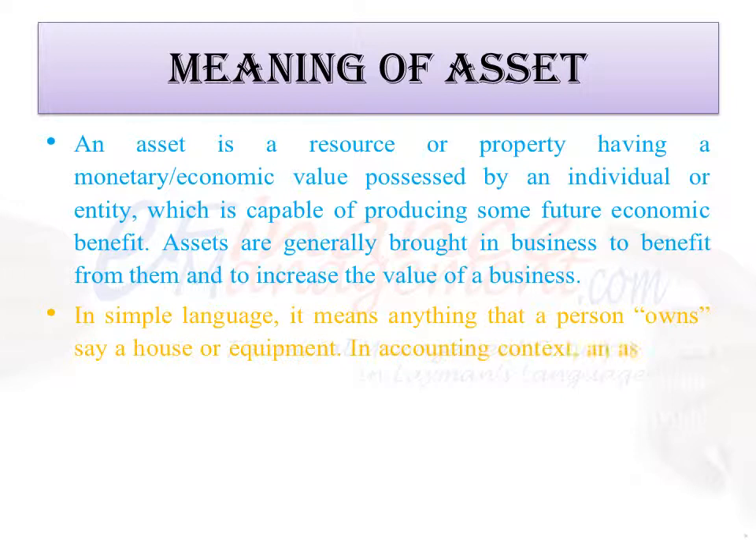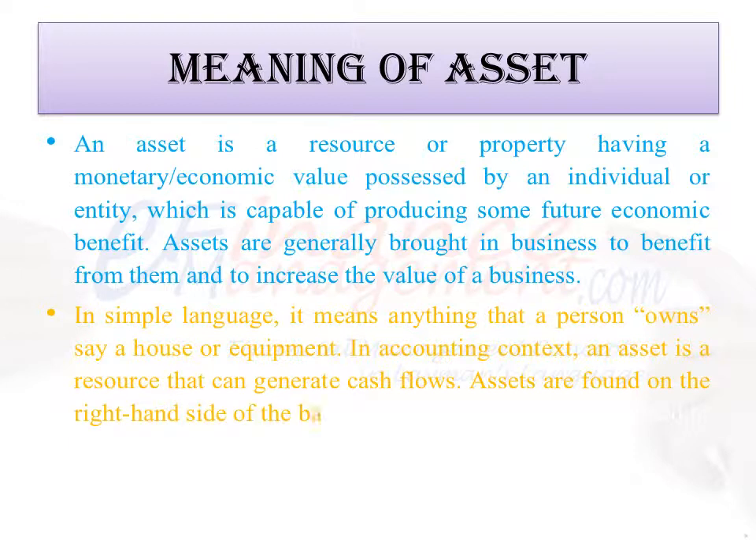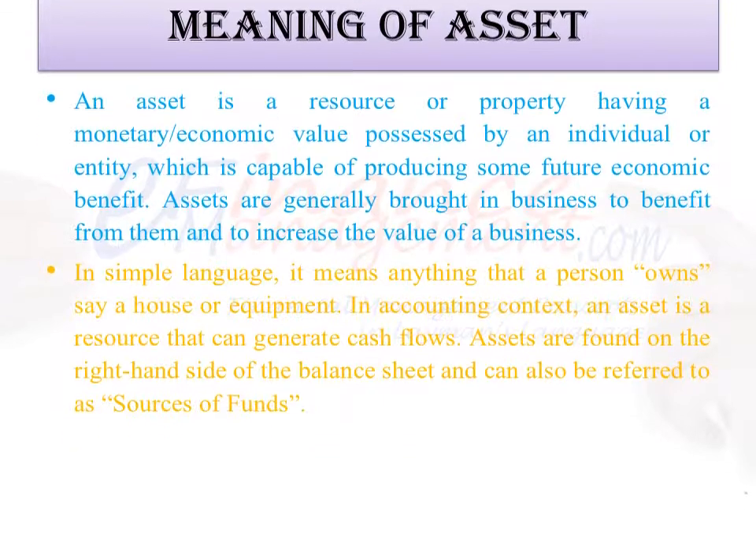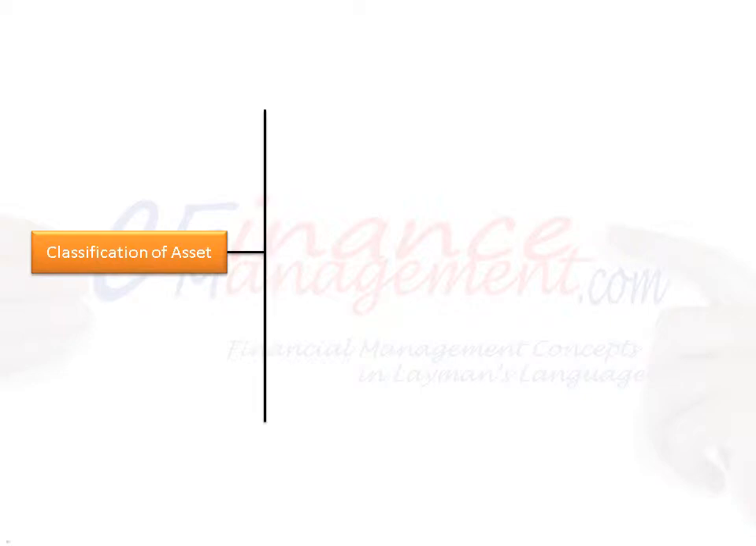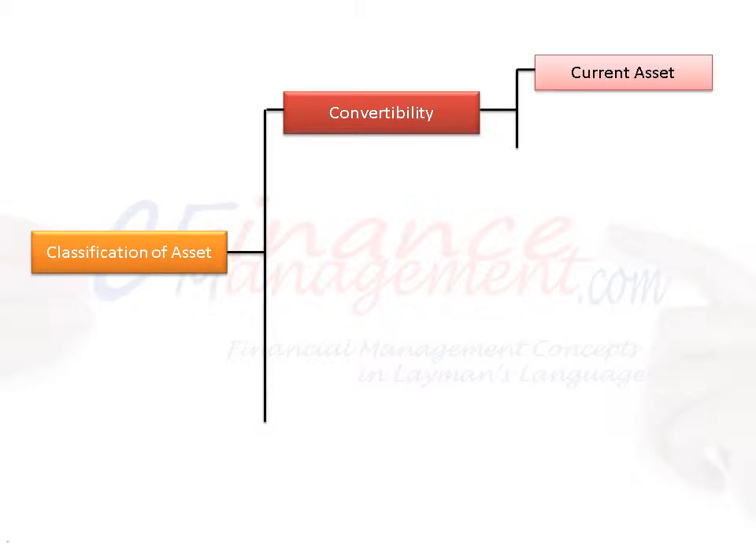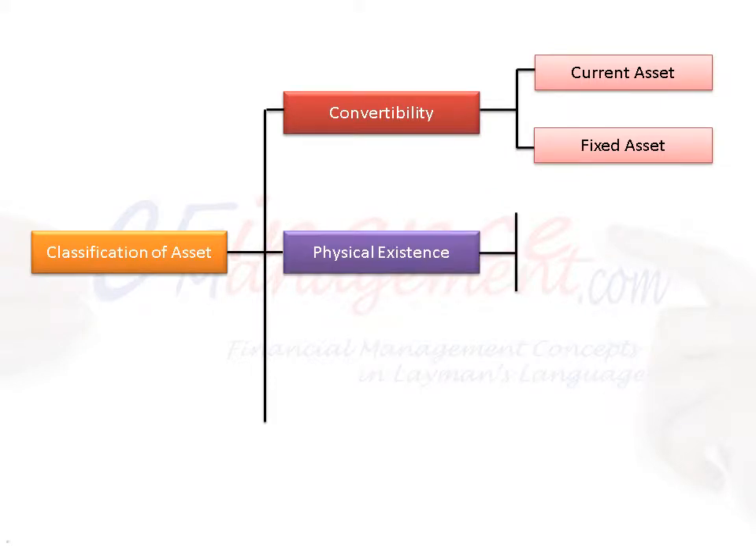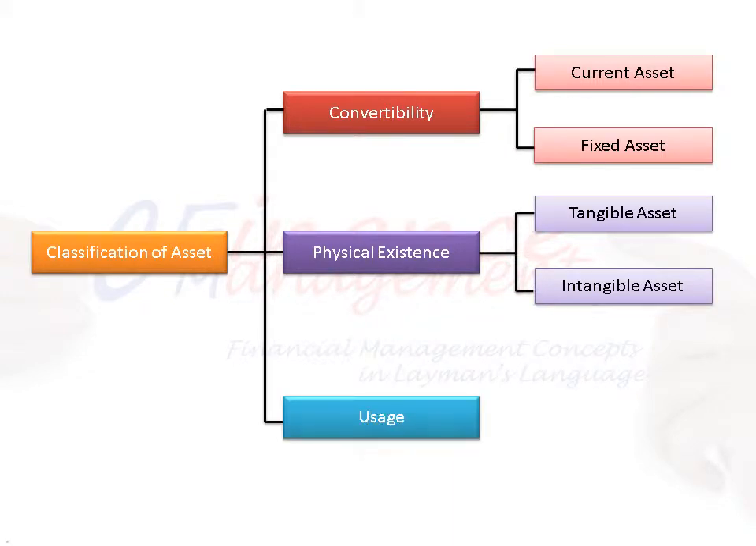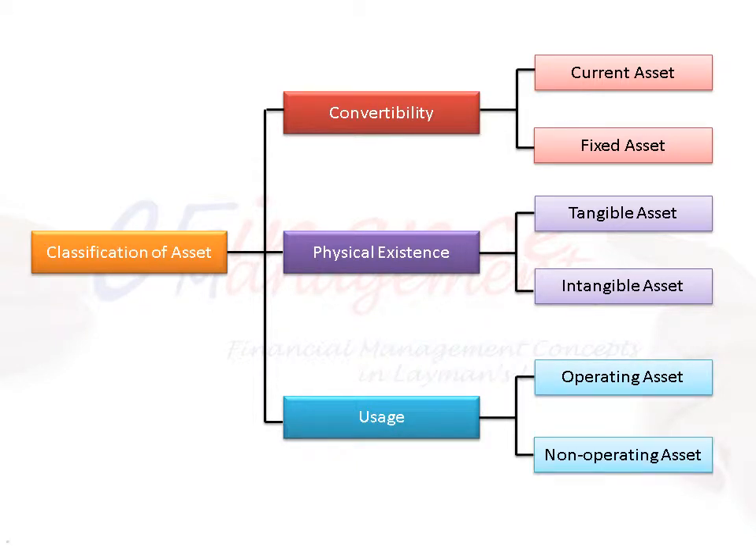In accounting context, an asset is a resource that can generate cash flows. Assets are found on the right-hand side of the balance sheet and can also be referred to as sources of funds. Assets are generally classified in the following three ways depending upon nature and type. On the basis of convertibility, assets are classified as current asset and fixed asset. On the basis of physical existence, assets are classified as tangible asset and intangible asset. On the basis of usage, assets are classified as operating asset and non-operating asset.